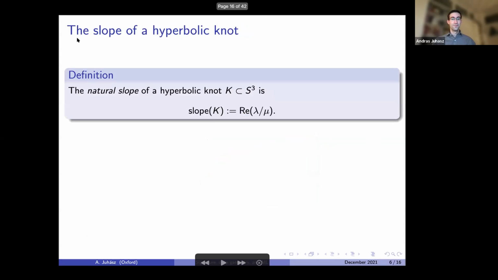So then, if one writes down the following quantity, which we call the natural slope for a hyperbolic knot: you take the longitudinal translation divided by the meridional translation and take its real part, and we call this the natural slope of the knot. There were some similar quantities showing up in earlier work, but exactly in this form, this is kind of new, and it quantifies the shape of this lattice that determines the cusp.